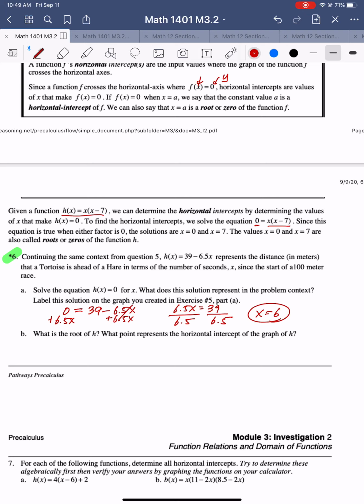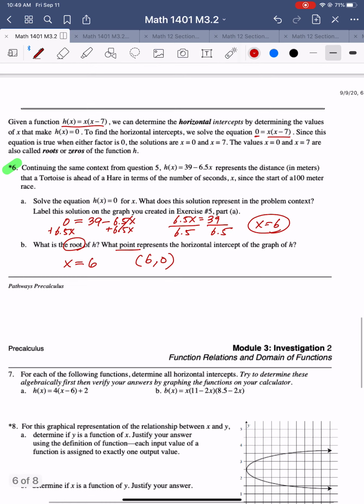What is the root of h? The root of h means the x-intercept, which is the x value, which is 6. Which means if you represent it as a point, it's going to be (6, 0). Okay, all right, so there's a difference between the horizontal and the vertical intercepts.